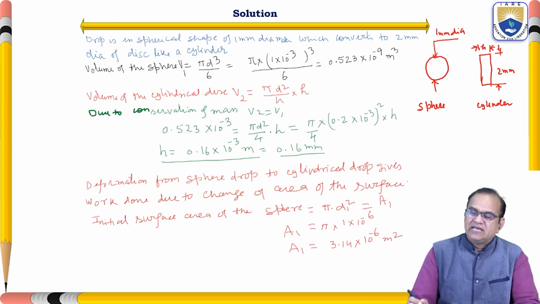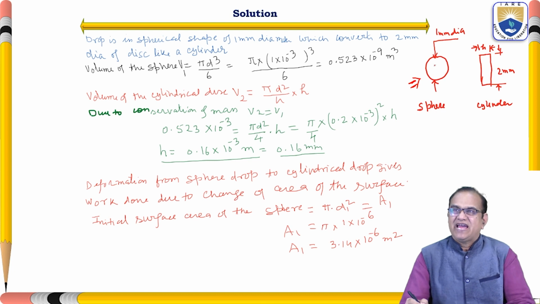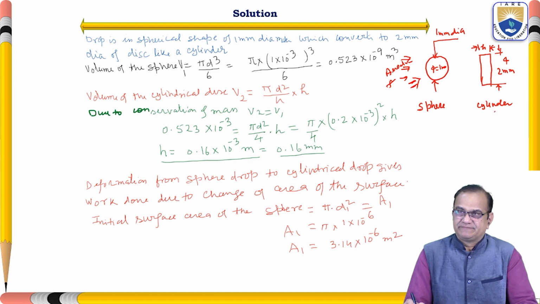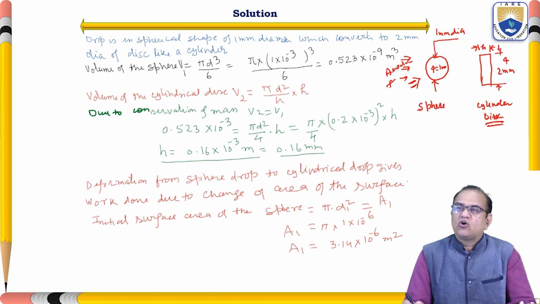Here I have drawn the same diagram. This is the sphere, and this sphere has a diameter of 1 millimeter. Now here we have some aerodynamic force, and this shape is converted to phi equal to 2 millimeter diameter, and here this phi is equal to 1 millimeter diameter. It looks like a cylinder, so it is a disk. This we have to solve, and we have to see how we can go ahead.